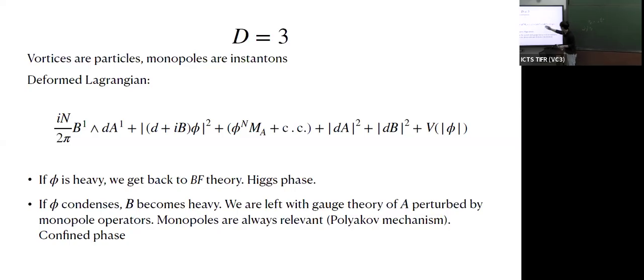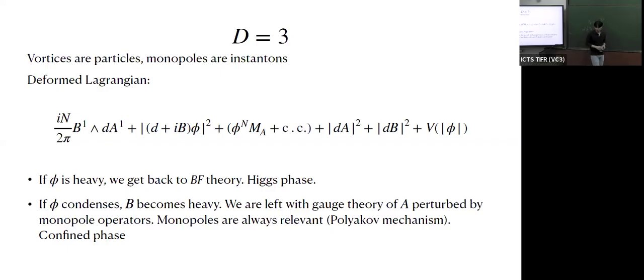I've also added just various other terms. These are generically there: kinetic terms for A, kinetic terms for B, as well as a potential for phi. And now we can ask, what are the phases of this theory? We'll suppose phi is heavy, and we can integrate it out. Then we would simply drop all occurrences of phi, and we would get back to the BF phase. And so this is the Higgs phase. So that's a generic phase, a Higgs phase.